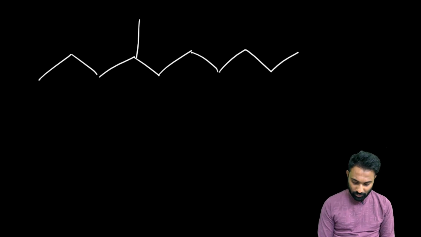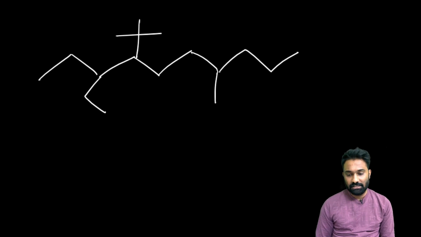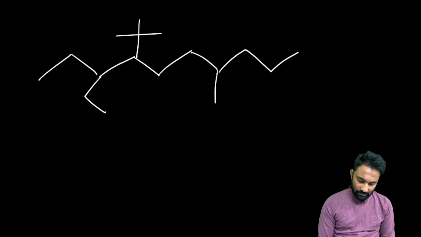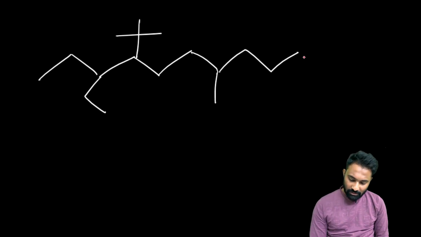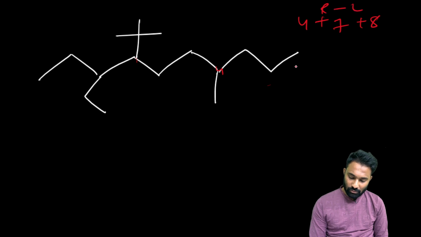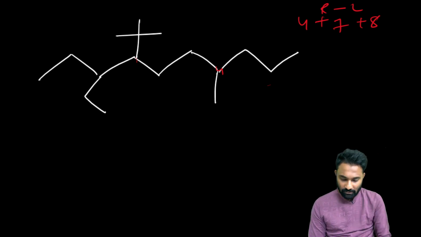Okay, now the 4th position we have this one. One extra branching is also present. Now you see here, start the numbering from here. If you give the numbering from here, 1, 2, 3, 4 you are getting, 5, 6, 7 you are getting, 8 you are getting, and 4, 7 and 8 you are getting, if you start from right to left. Now here, if you start from here to here, left to right.